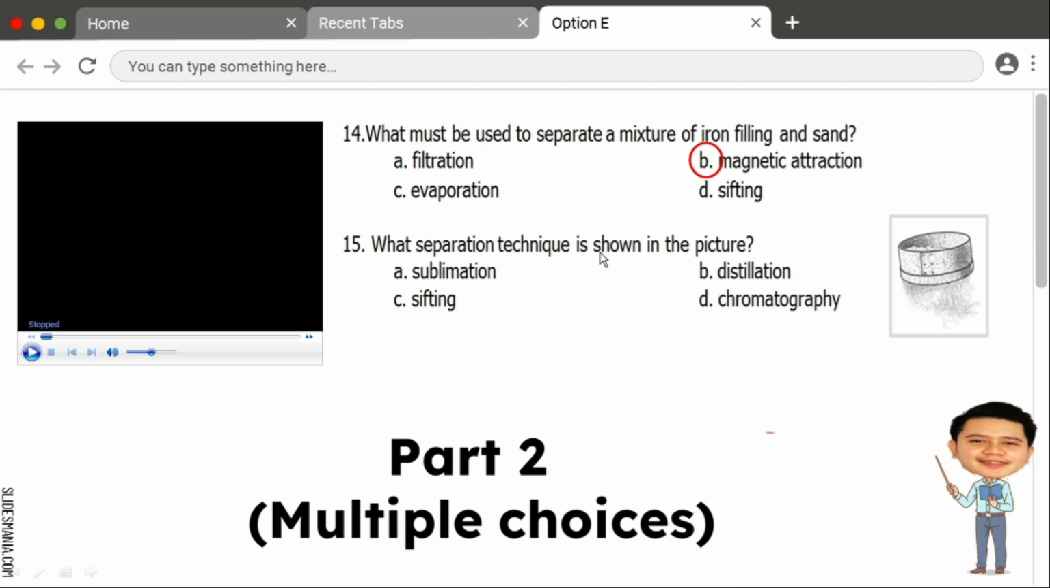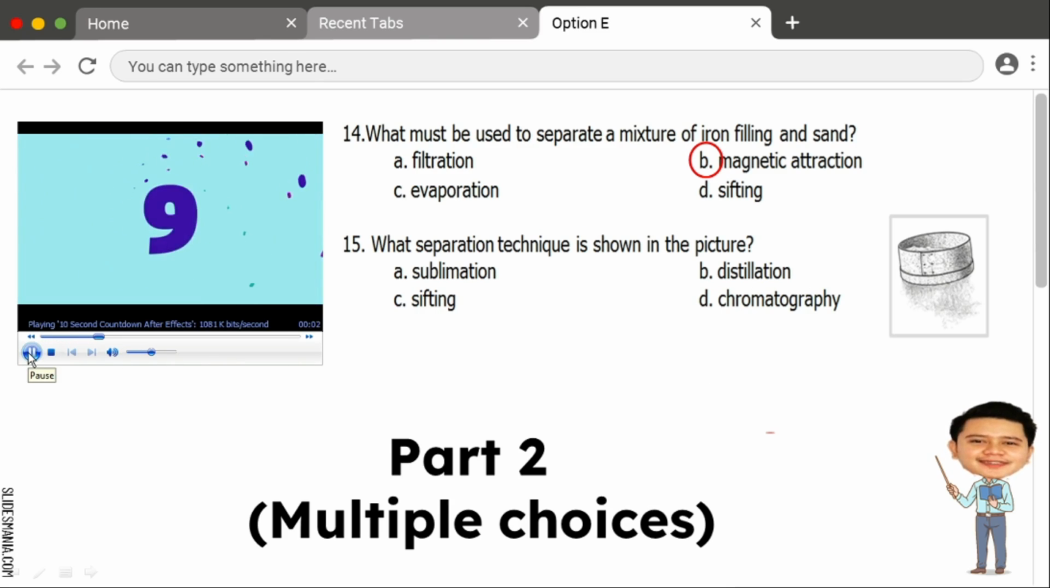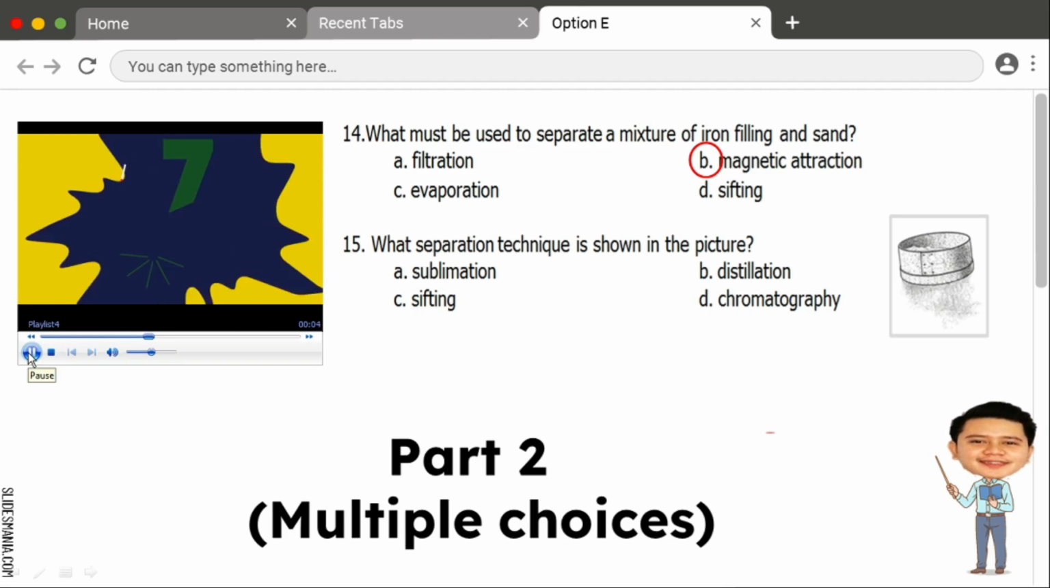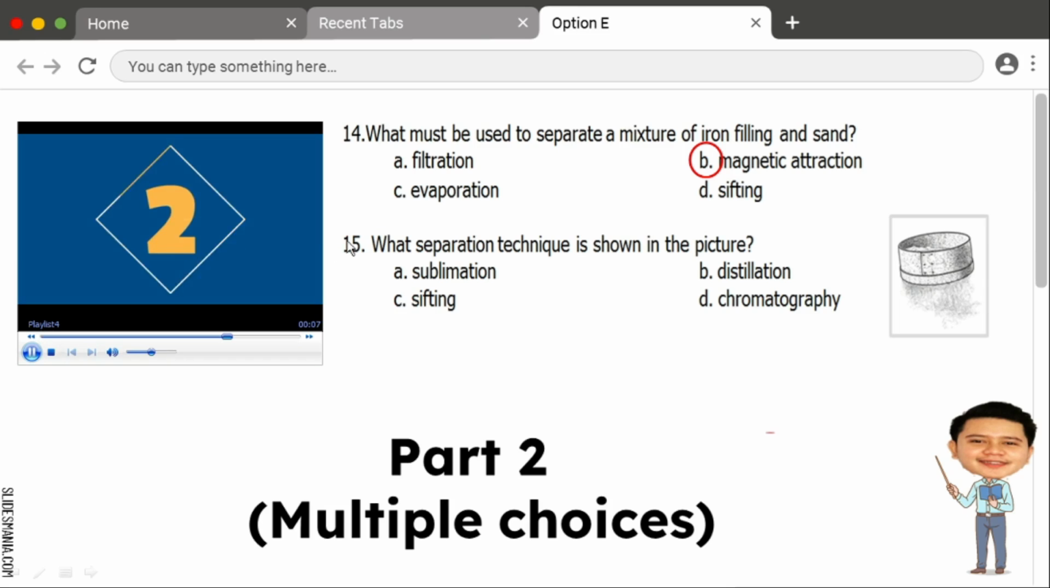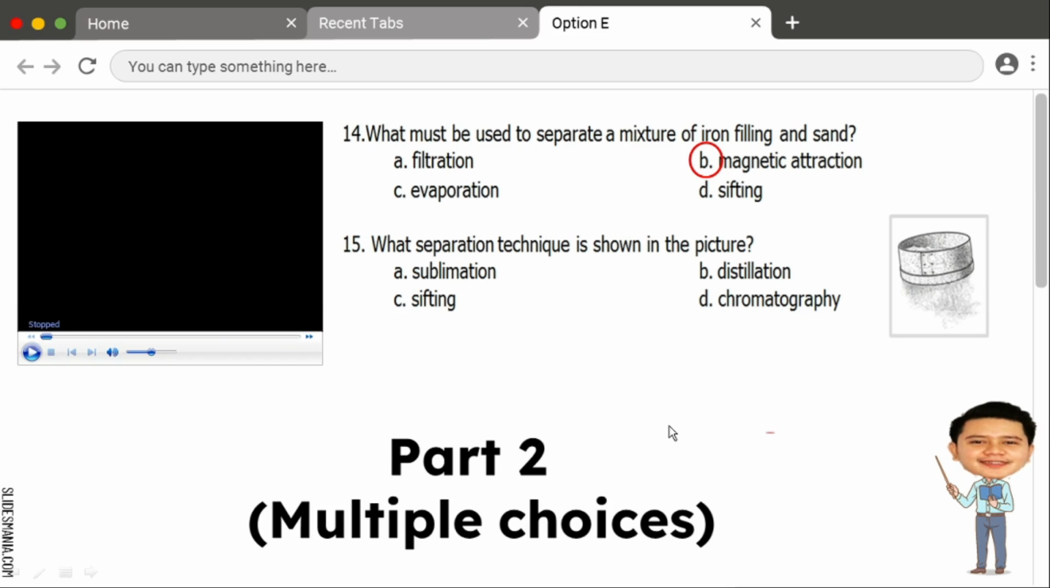And the last one, number 15. What separation technique is shown in the picture? Is it A. Sublimation, B. Distillation, C. Sifting, or D. Chromatography? 10 seconds starts now. And the correct answer is letter C. Sifting. Okay. And that is all for part 2, which is the multiple choices.